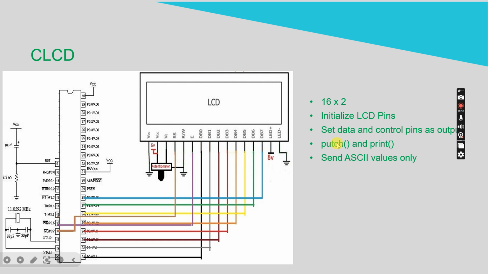Then we have various functions like putch and print. Putch is used to put only one character, and print is used to print multiple characters in the LCD. Another thing to remember is that we can only print ASCII values. Even if we want to print integers or numbers, we have to convert them into ASCII, and only then can we print them.